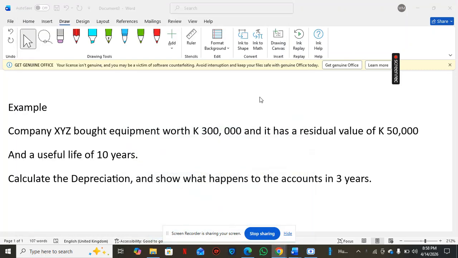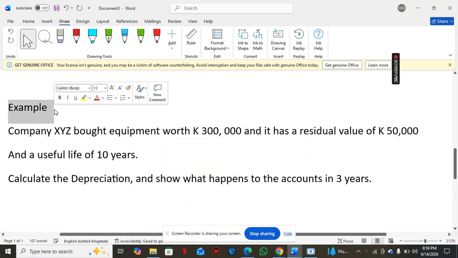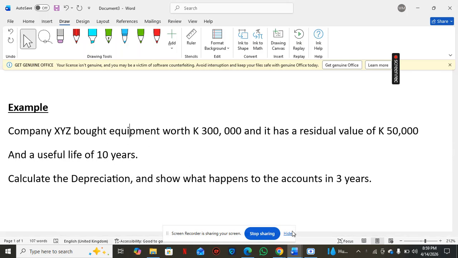Yes, so we're dealing with depreciation, the loss in the value of an asset. So we are looking at the straight line method where the depreciation expense stays the same. It doesn't change. All right, so we're going to illustrate this with an example here.